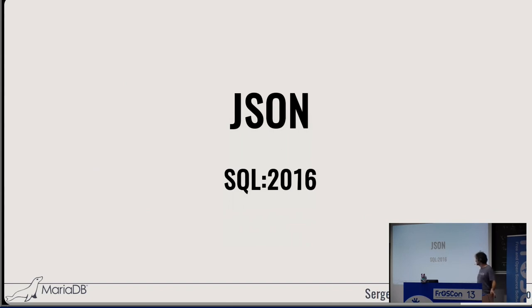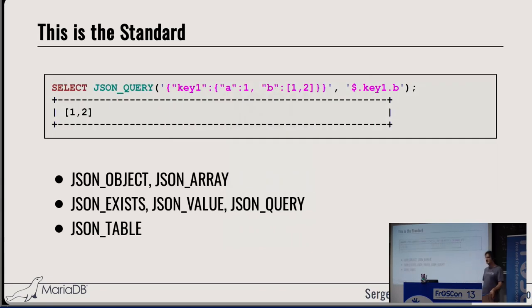And the next version of the standard was in 2016, and it finally introduced JSON support into SQL. Long overdue, probably. So I will not talk a lot about JSON because pretty much everyone knows what JSON is. This is a standard example of how you do JSON in SQL. There's, for example, a JSON query function, and the first argument is some JSON, and the second one is a way to query it, and then this is what it returns.